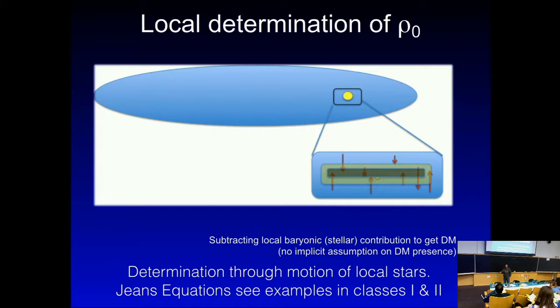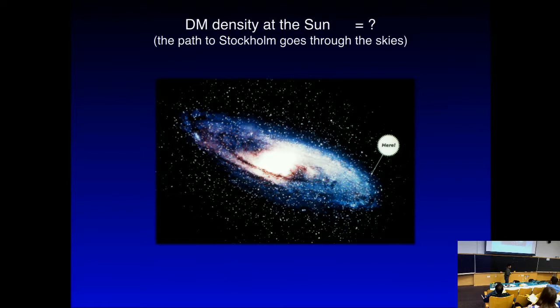I don't want to get into the details of the Jeans equation, but you don't have to rely on any assumption, okay? On the other hand, you're limited to the knowledge only in this area, close to us. But if I'm interested in knowing the dark matter distribution in the whole galaxy, and that's the interesting part that you might be interested in, then it comes to the point that I have to, and I will show you why, assume a shape for the dark matter distribution in the whole galaxy, okay?